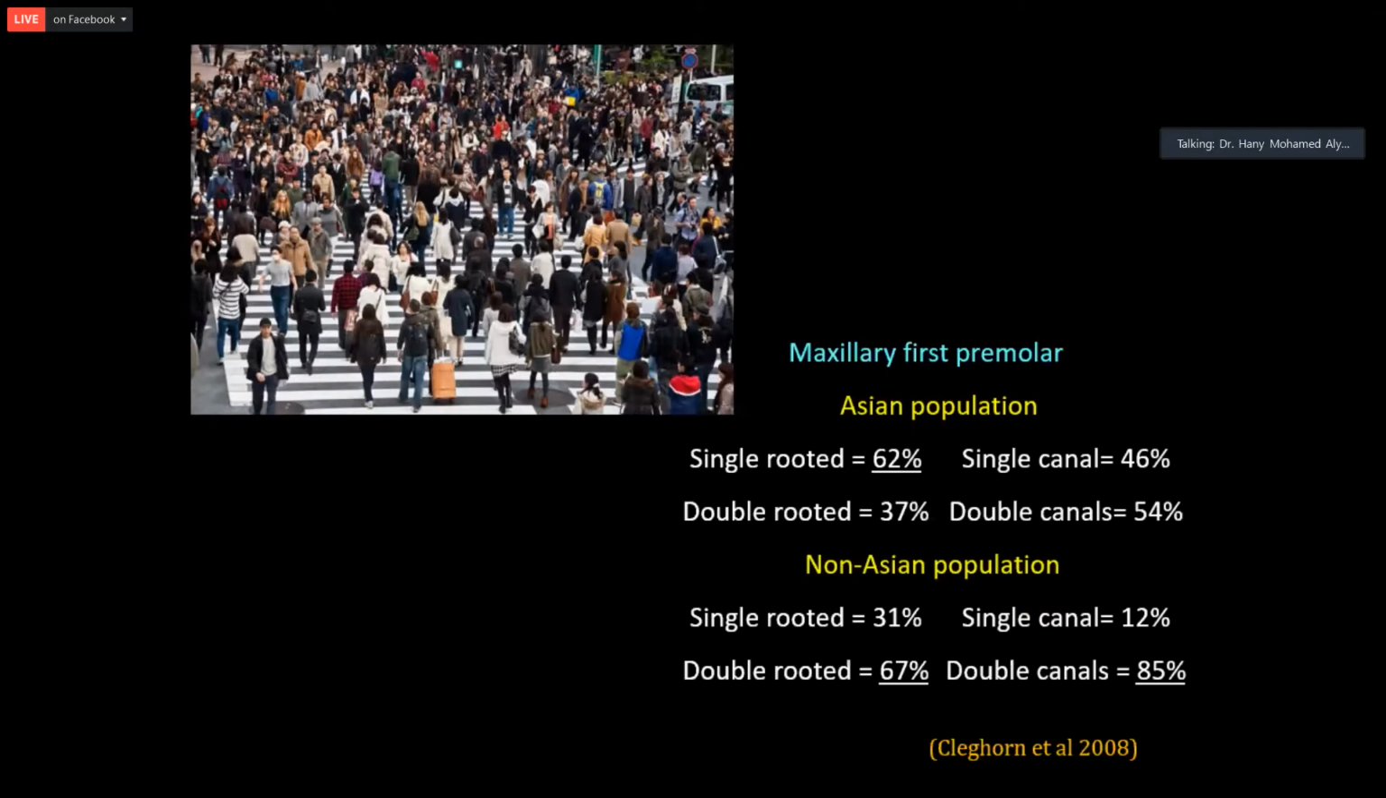Just to share with you that in the Asian population, there is a higher prevalence of single-rooted premolars, 62% compared to 37%. So this means about 2/3 of the Asian population is single-rooted. However, in the non-Asian, such as European population and others, 2/3 are double-rooted compared to 1/3 for single-rooted.